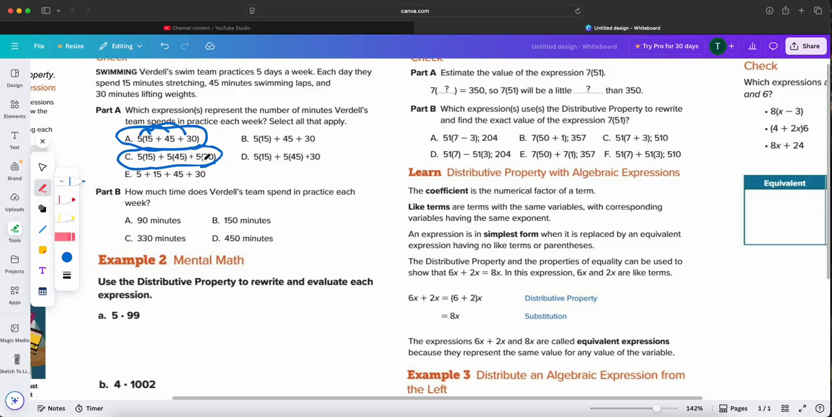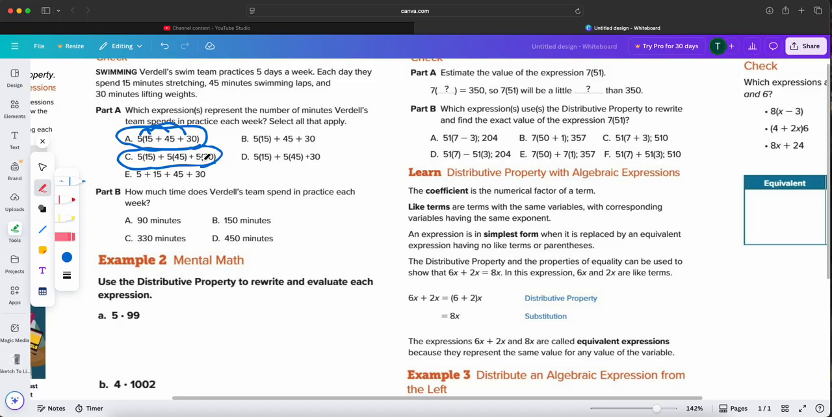So that's still equivalent, so that works. Then I could actually go through and multiply those to solve this problem. Now, they don't have that step in here. So the rest of these don't work because E, it's adding the 5 days with the minutes. So that cancels it out.